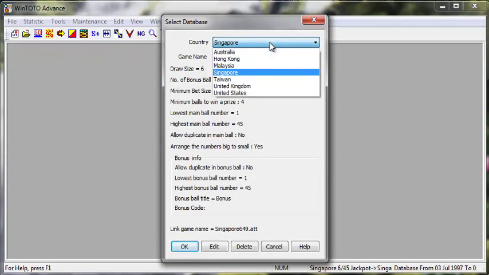Now, before we start with WinToto Advance, just to recap: if you click on Open Database, you can see that in WinToto Advance itself we have Australia, Hong Kong, Malaysia, Singapore, Taiwan, United Kingdom, and United States. So from here, you know that we have all these countries' data. Please take note, but for today, we will be discussing only the Singapore data.